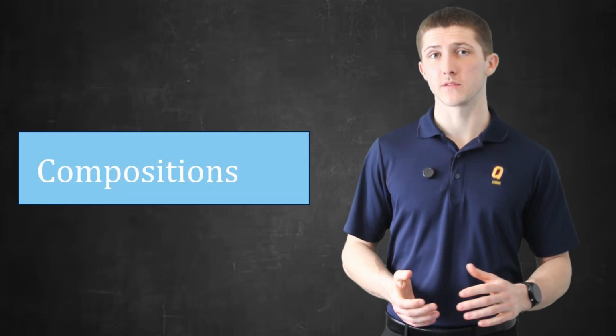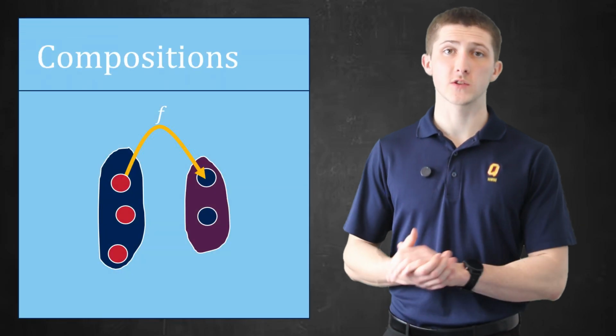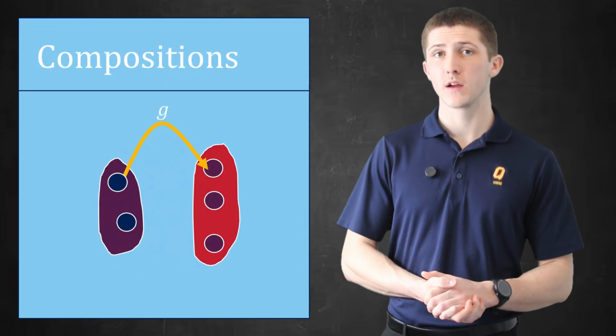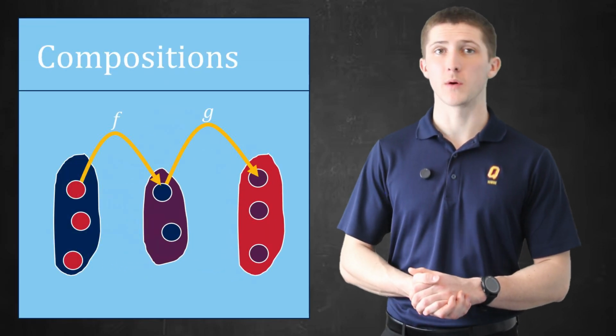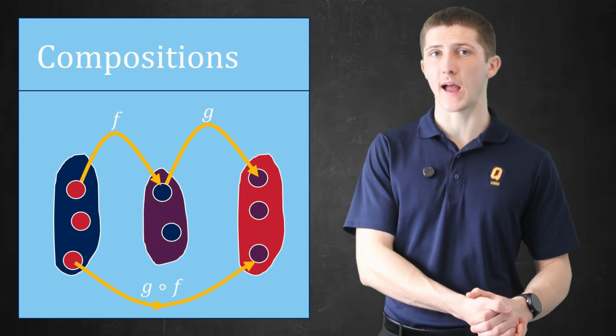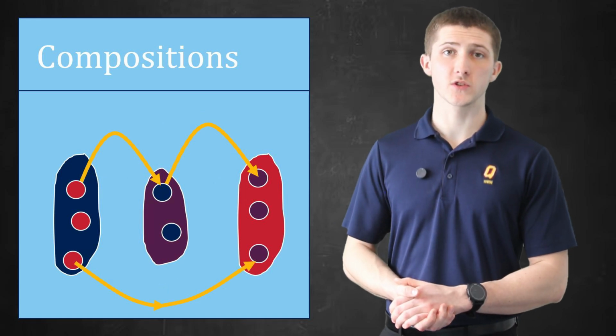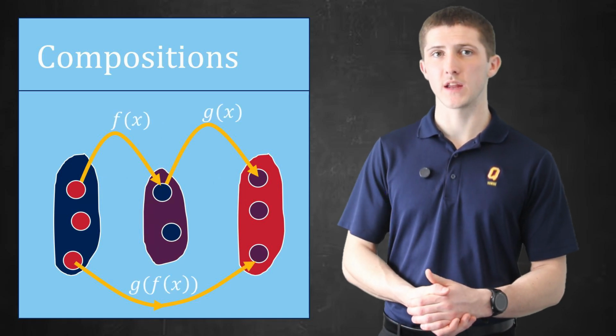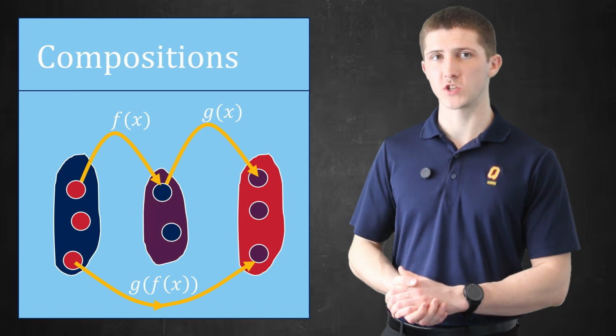Let's quickly discuss composite functions before we go. If we have a function f and another function g, we can define a composition that combines both of the functions by taking the output of f as the input of g. We denote the function g of f of x to show off the nature of taking the output of f as the input of g.